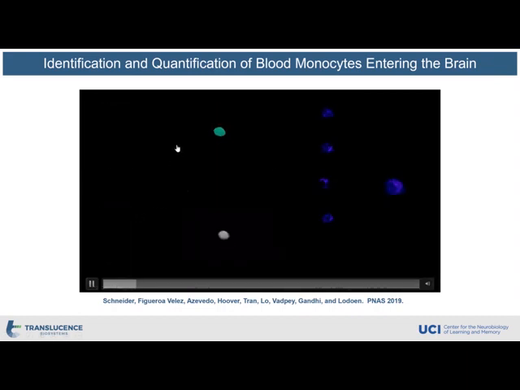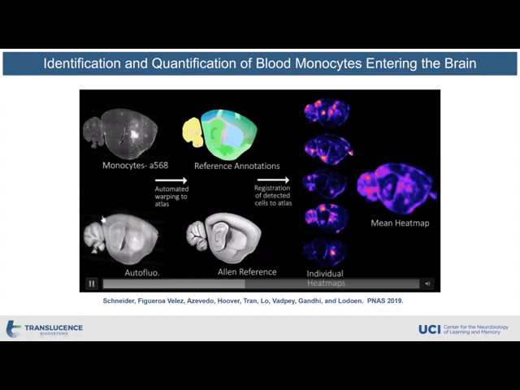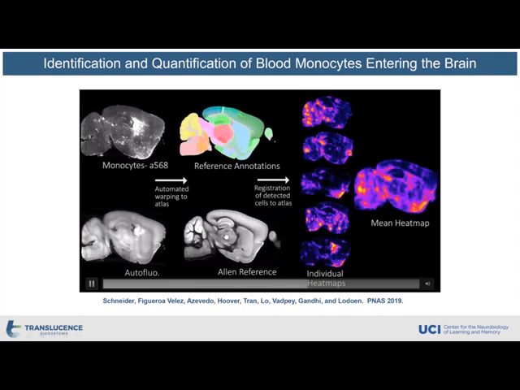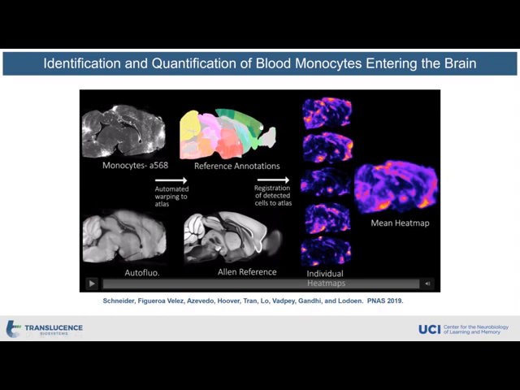So what we do is we take the autofluorescence from the brain samples to align them to the Allen Reference Atlas. And what this lets us do is import the annotations from the Allen Reference Atlas in order to mark the boundaries between areas in each of the different brain samples and precisely quantify where, in this case, the monocytes have landed. And you can see the mean heat map for the density of monocytes depicted here.